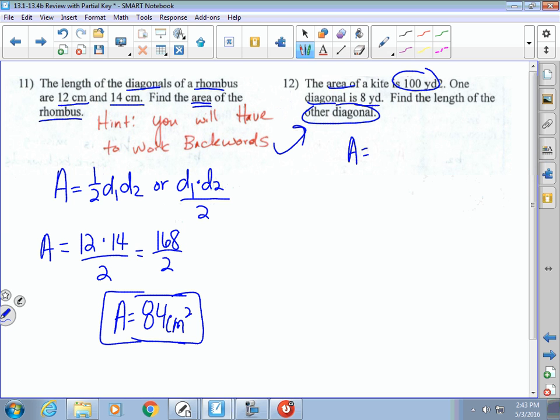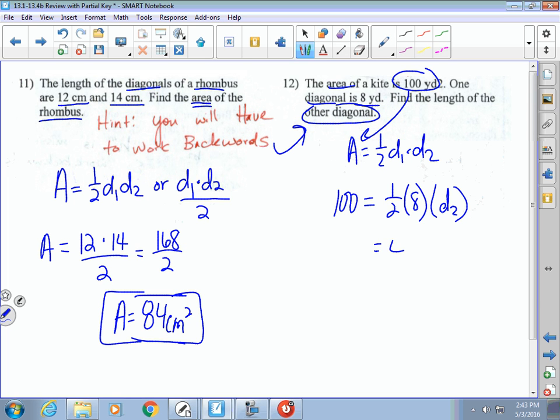So we start off with our formula, 1/2 d1 d2. We know the area is 100, so that goes for A. We know one diagonal is 8. We're trying to find the other diagonal, that's d2. Well, I can simplify that as 4 times the second diagonal equals 100. What does d2 have to be so that I have 100? 100 divided by 4 is exactly 25. So d2 is 25. And we are done.